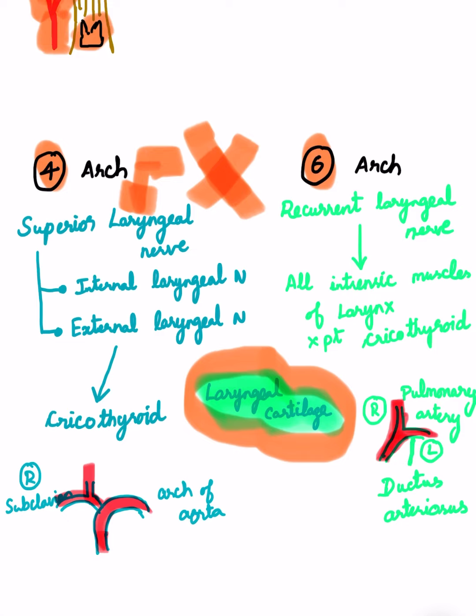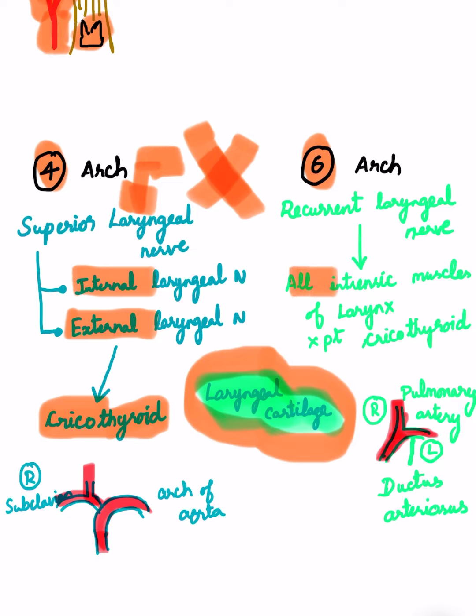The superior laryngeal nerve is further divided into the internal laryngeal nerve and the external laryngeal nerve. The internal laryngeal nerve is the sensory supply, and the external laryngeal nerve is the motor nerve, which supplies only the cricothyroid muscle, which is called the tensor of the vocal cord. Whereas the recurrent laryngeal nerve supplies all the intrinsic muscles. It has both sensory and motor supply.